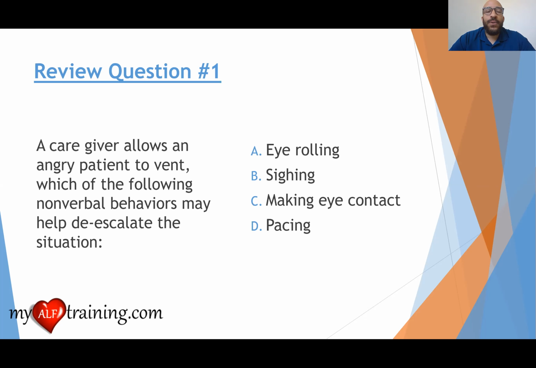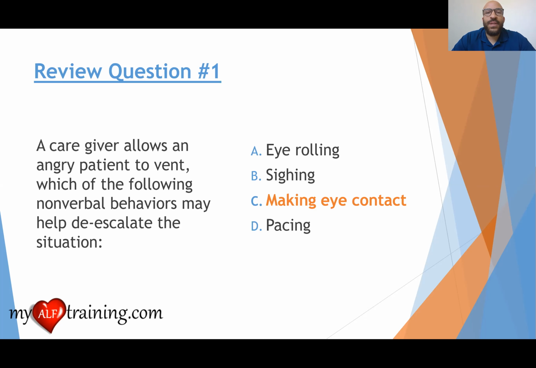Which of the following nonverbal behaviors may help de-escalate the situation? So what nonverbal behavior will help de-escalate the situation? Is it A, eye rolling, B, sighing, C, making eye contact, or D, pacing? What do you think? Give you a second here.